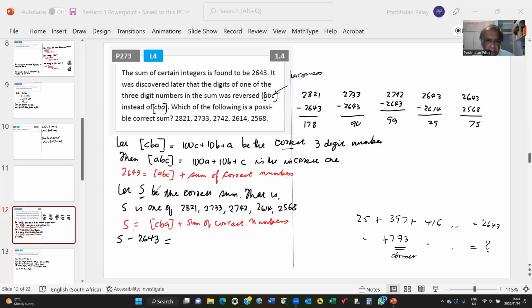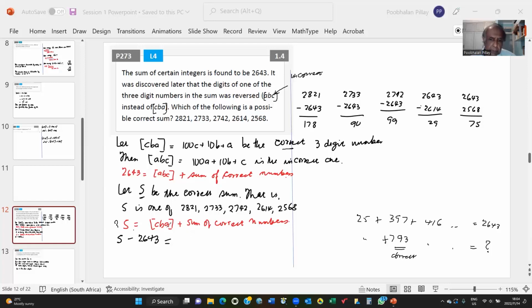All right, so now you have these two situations, right? And the problem is to find S. What is S? They give you that S is going to be one of these numbers. Now, how do you know which one of these is S? So let's have a look at these two equations which I've got in red here. I see that I got the sum of the correct numbers there, and I also got the sum of the correct numbers here. So if I subtract these two, then this sum will disappear because you've got the same number in both cases. Let's subtract them. I'll make S minus 2643.